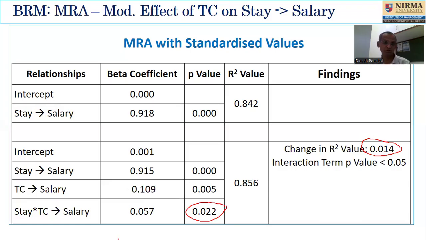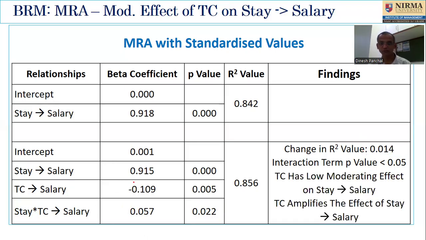How? Check the sign of the coefficient. This is positive. This is also positive. So the independent variable beta coefficient is positive, and the interaction column beta coefficient is also positive. Since both signs are the same, we say the TC amplifies the effect of stay onto the salary.